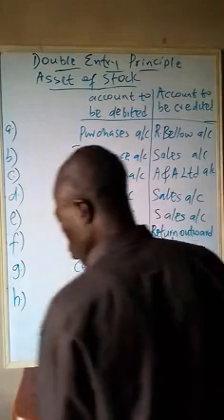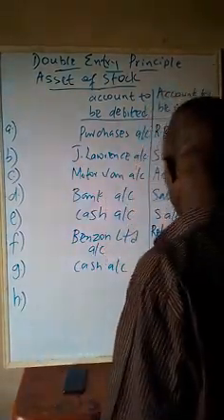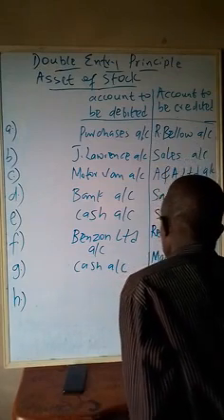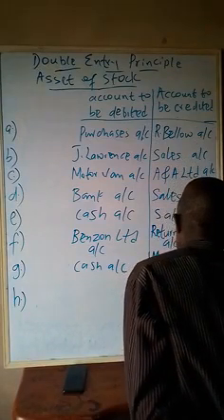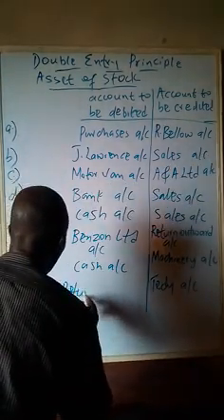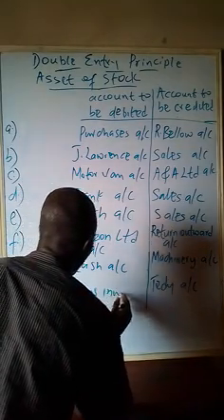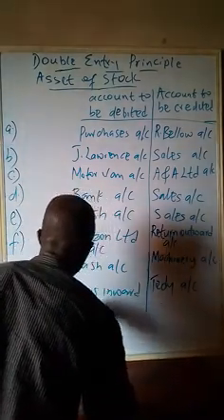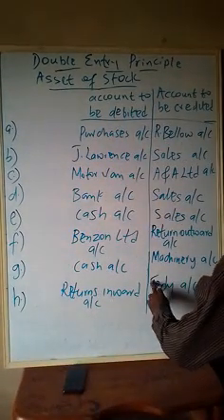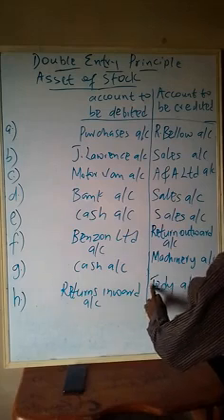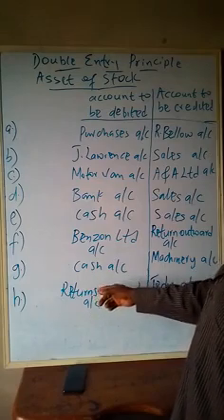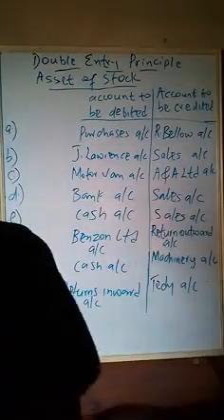Then H, goods returned to us by Teddy. Teddy account is given out. And this is now returns inward account. This is asset of stock. Returns inward, goods returned to us by Teddy.